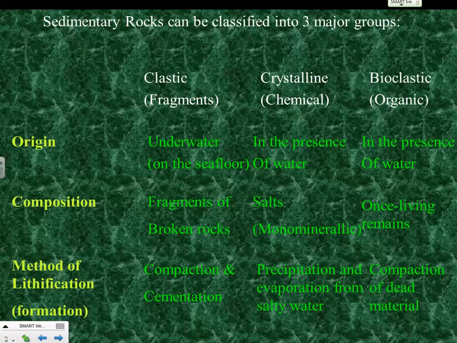For the crystalline rocks, these rocks are precipitated, which means they fall out of solution, out of the liquid, or they are evaporated when salt water, perhaps a shallow saltwater ocean or lake, evaporates, and the salt can't evaporate up into the sky and it's left behind. Or the third one, the bioclastic organic type rocks, the compaction of dead stuff.